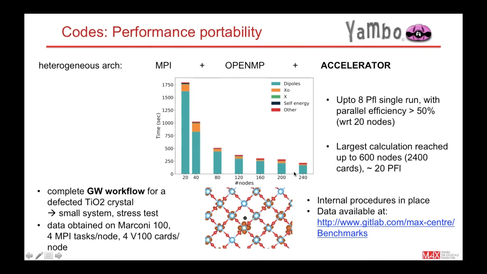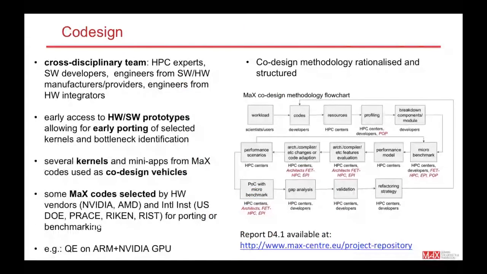So basically here we were scaling up to 140 nodes with an efficiency still larger than 50%. This is 4 GPUs per node, so this is about 1,000 Volta 100 cards. So this is an 8 petaflop single run calculation we were very happy about. And also there's other data I'm not showing here, up to 600 nodes, that is about a 20 petaflop single run calculation, still on this very system.